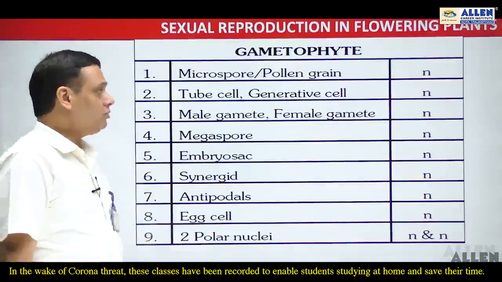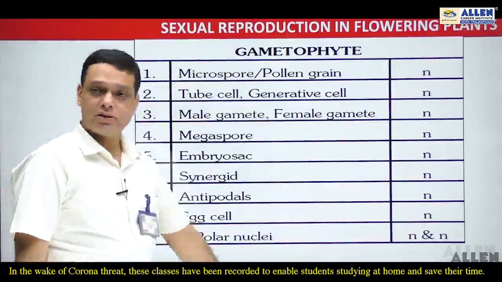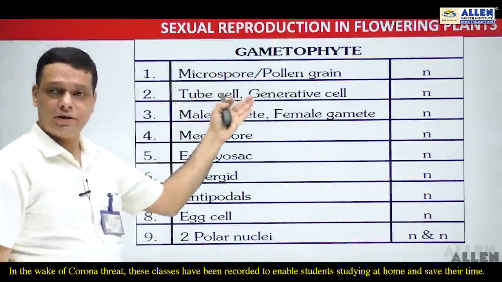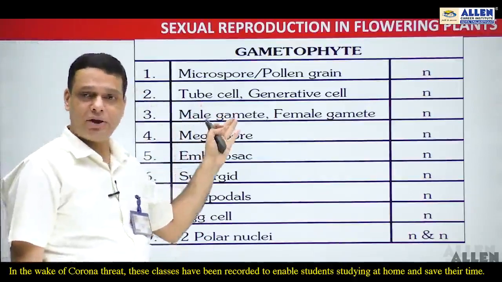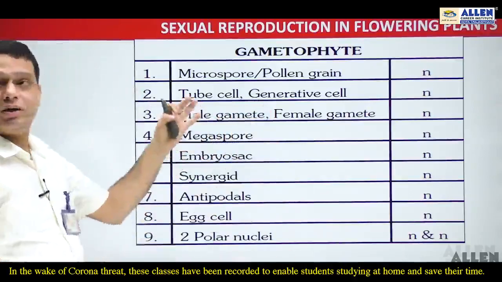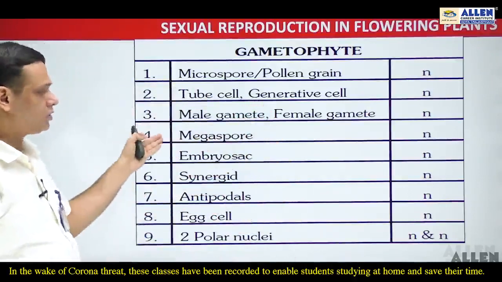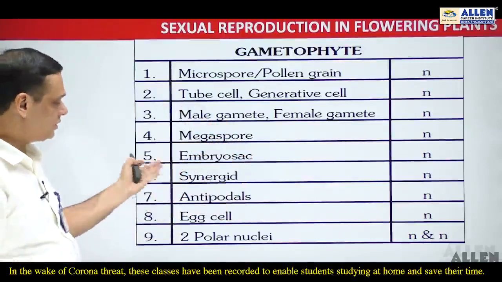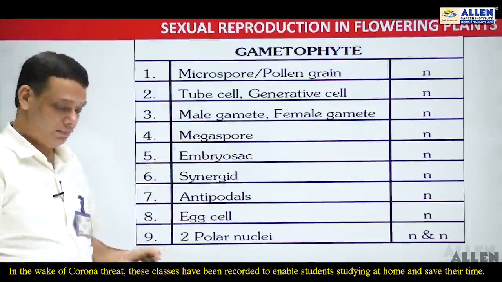If we are talking about gametophytic tissues, then they may be microspore, or you can say pollen grain. They are haploid in nature. Tube cell and generative cell are also haploid. Gametes, either male gamete or female gamete, are also haploid. Megaspore is haploid. The embryo sac as a whole is haploid. Then the synergid, antipodal, egg cell and pollen nuclei are also haploid in nature.